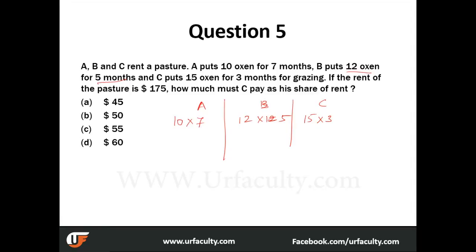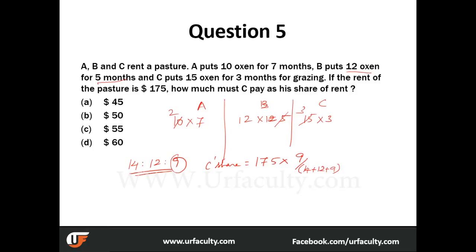So what are we left with now? Anywhere you can, quickly cancel out. Yes, this is 3, this is 2. So the ratio is 14 is to 12 is to 9, right? And how much must C pay as his share of rent? Now we know that the total amount paid is 175. So C's share is equal to 175 into, this is the component, right? And what is the total number of units that we need to take into consideration? 14 plus 12 plus 9.